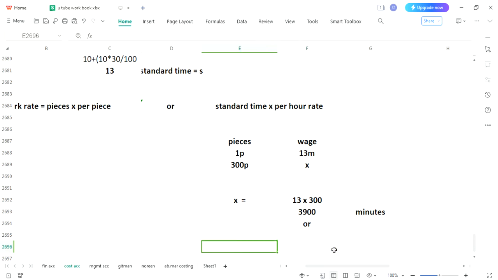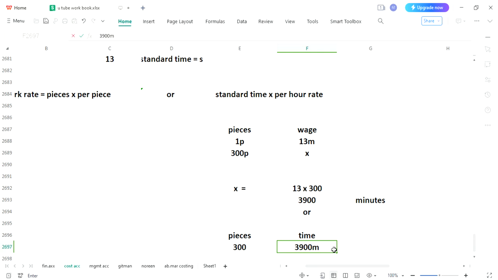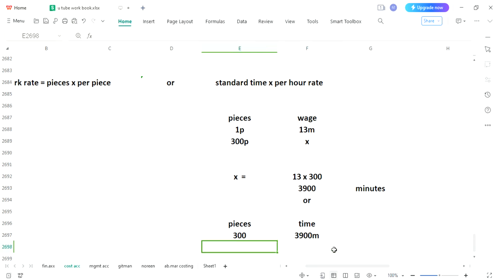For that you can directly calculate or you can put it under unitary method. So pieces and time, you are making 300 pieces in 3900 minutes. What we are doing, I will let you know. 300 pieces are made in 3900 minutes.